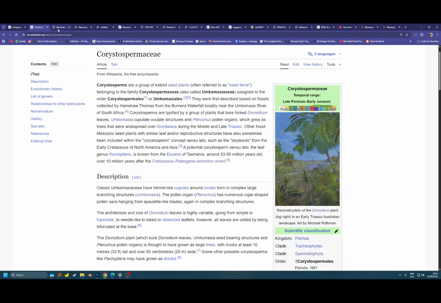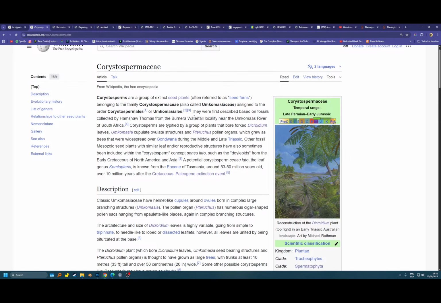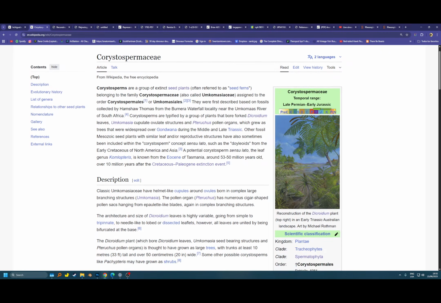Okay, we need to start again. I'm going to be reconstructing seed ferns that are very important. Dicroidium is a major component of the Triassic floras of Gondwana.